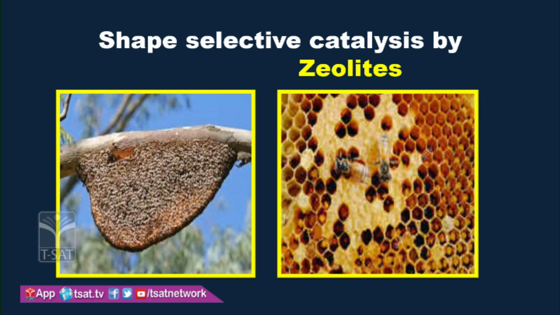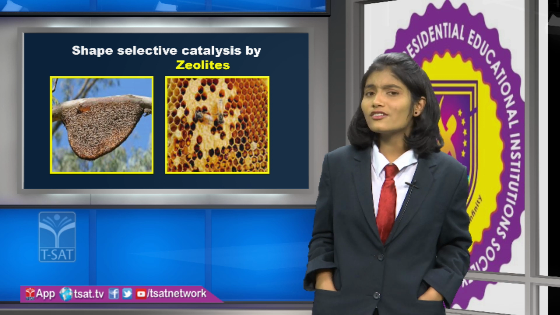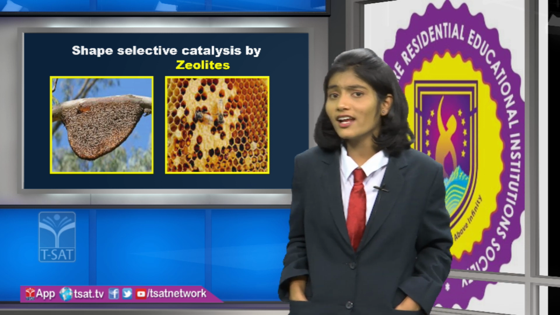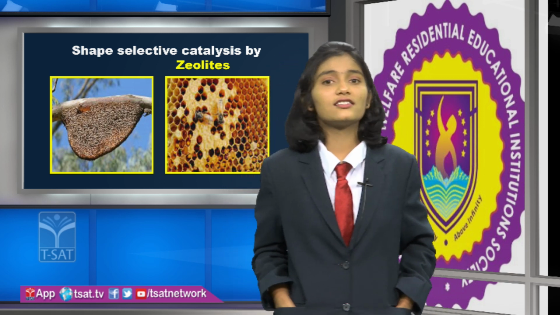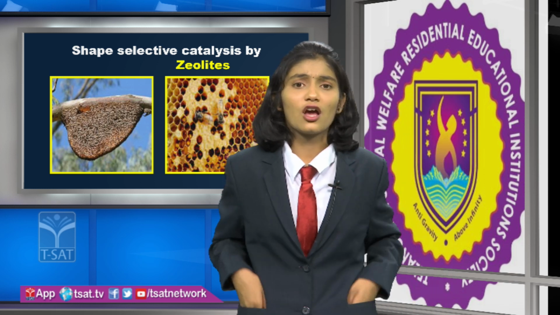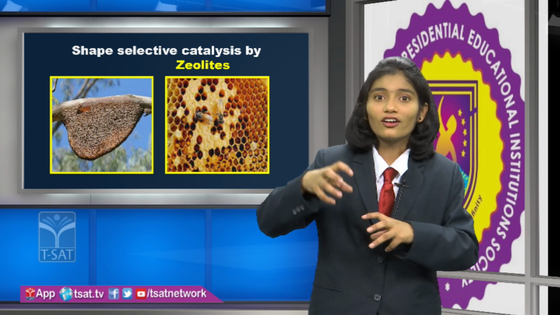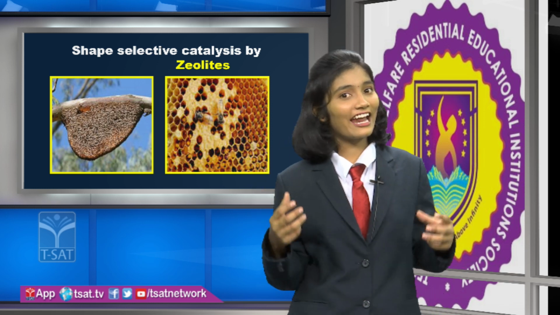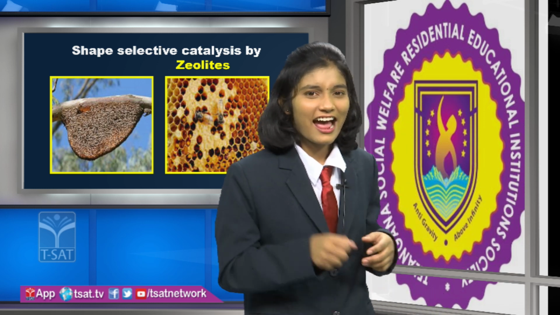What's that? Shape selective catalysis. So friends, the best example for this is zeolite catalyst. Do you know where we use these zeolites in our daily life? We use these zeolites in petrochemical industries. Do you know these zeolites are in the shape of a honeycomb-like structure?